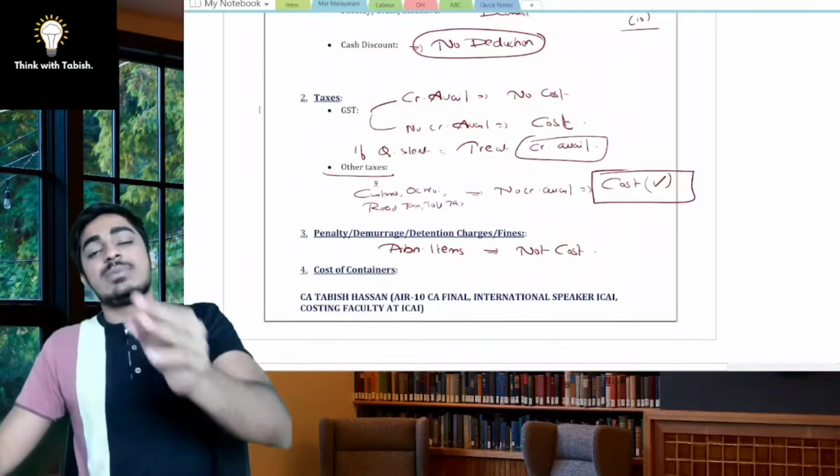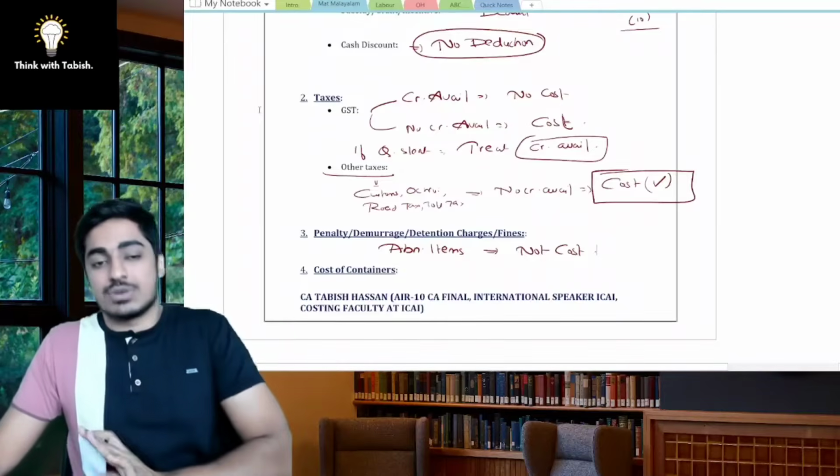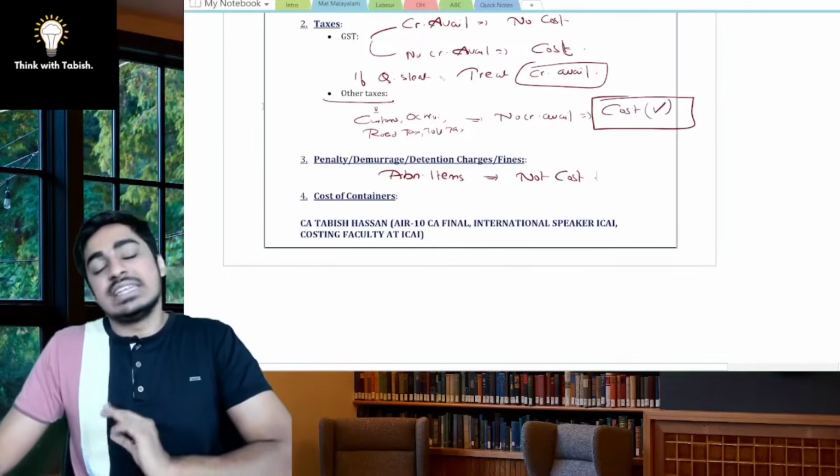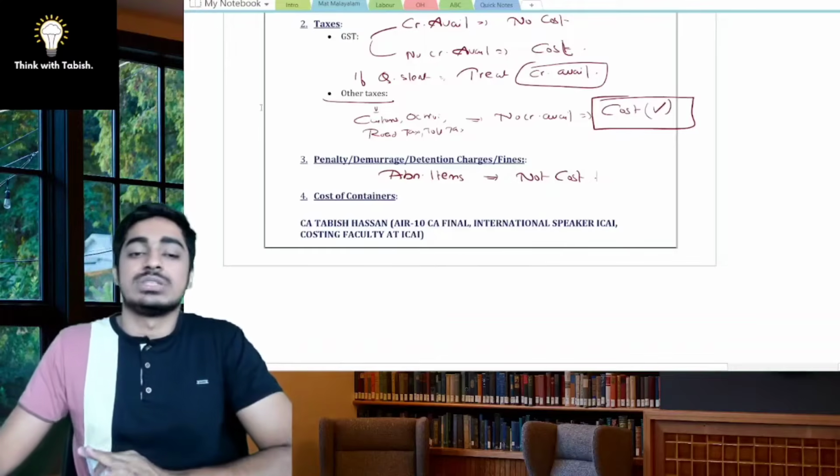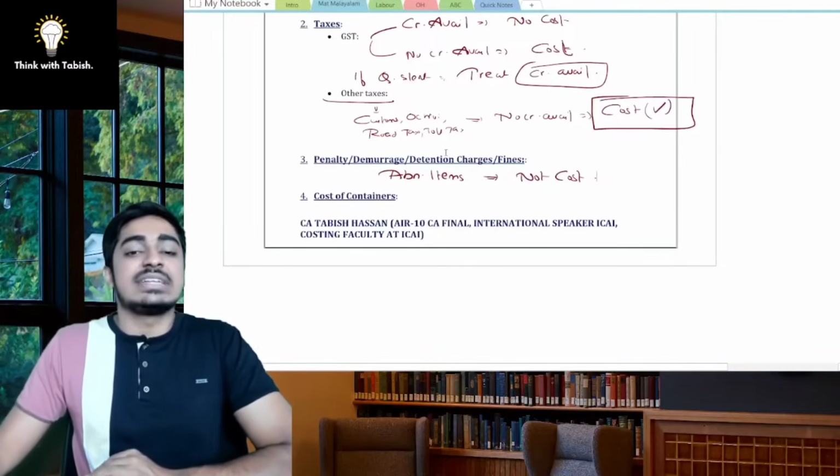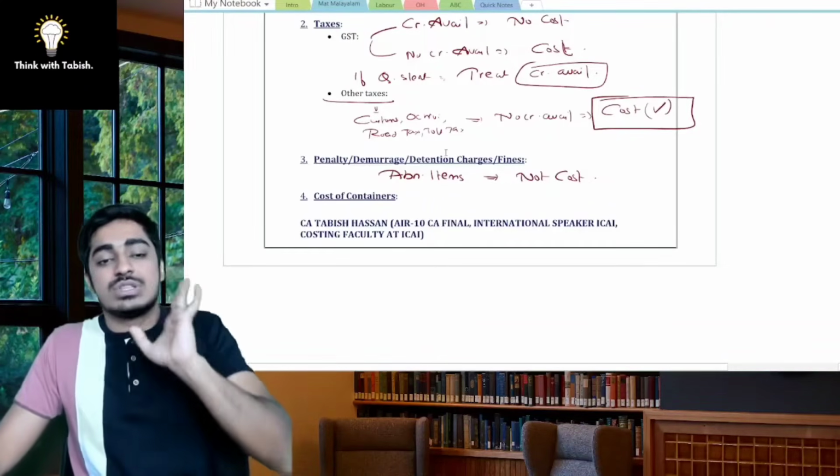GST, if credit is available, no cost. If no credit is available, it is cost. Yes, other taxes, generally no credit would be available, so it will be cost. Penalty, demurrage, detention charges, fines, these are abnormal items, so these are not cost.